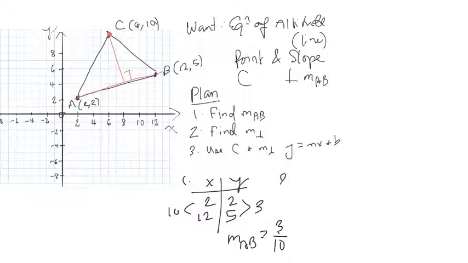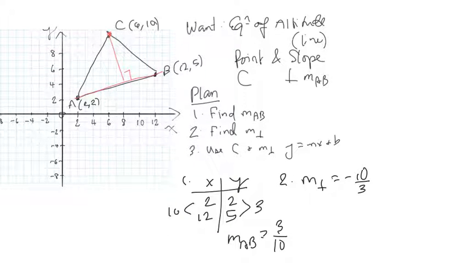Step 2 in the plan, I want to find the perpendicular slope. Well, the perpendicular slope is just negative 10 divided by 3. Not too bad. And lastly, I'm going to put that together with the point C, and I'm going to write it in y equals mx plus b.